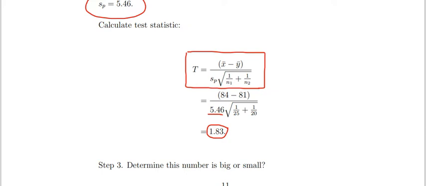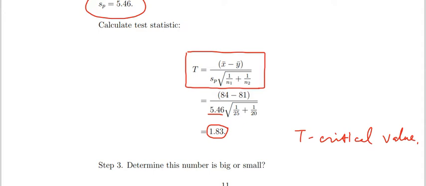Okay, so now we want to determine whether this is a big number or a small number. To determine that, we need a critical value. Here it is a t critical value, right? T means we get this number from the T table.